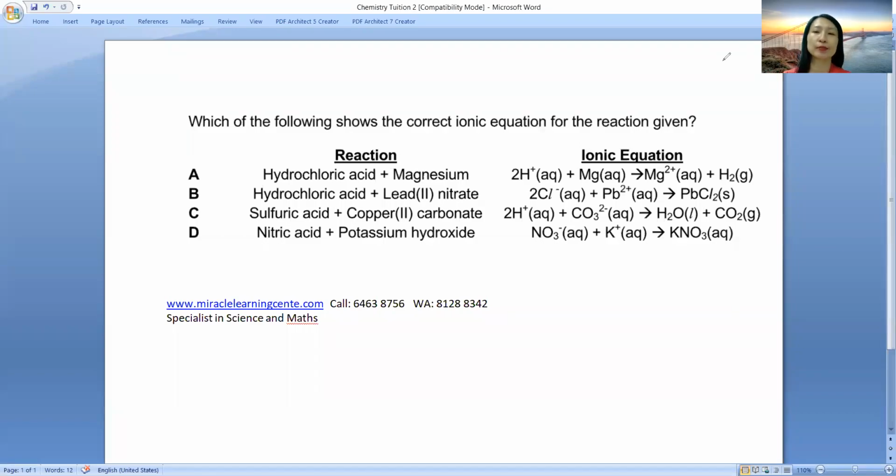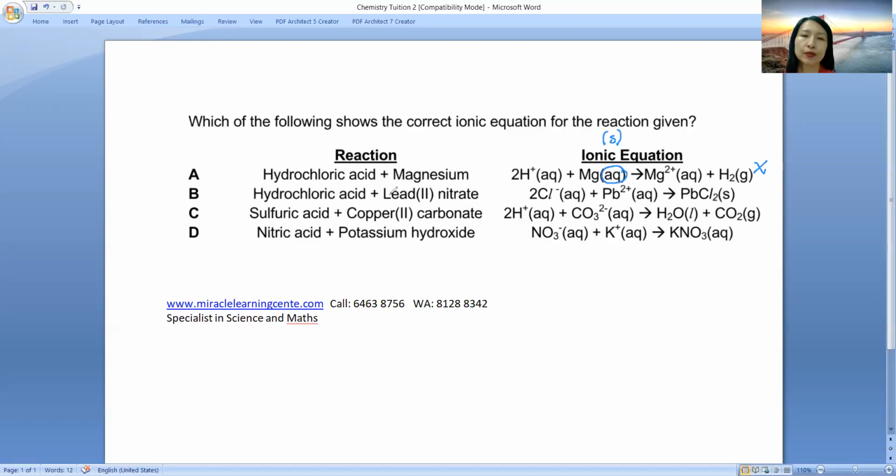Today we're going to look at this chemistry question on acids. Which of the following shows the correct ionic equation for the reaction given? Hydrochloric acid reacting with magnesium. We actually get salt and hydrogen. So acid reacts with magnesium, but we'll realize magnesium should be a solid. Okay, so this one is not correct, although the salt and hydrogen is correct.